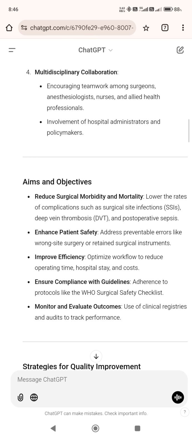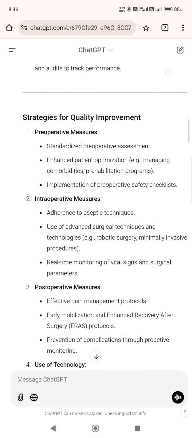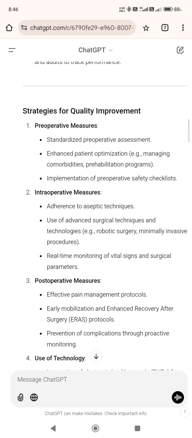Strategies for quality improvement. 1. Preoperative measures, standardized preoperative assessment, enhanced patient optimization, e.g., managing comorbidities, prehabilitation programs, implementation of preoperative safety checklists. 2. Intraoperative measures, adherence to aseptic techniques, use of advanced surgical techniques and technologies, e.g., robotic surgery, minimally invasive procedures. Real-time monitoring of vital signs and surgical parameters.